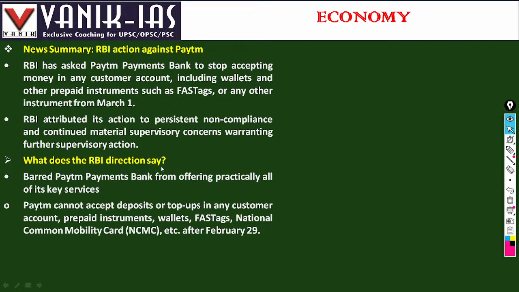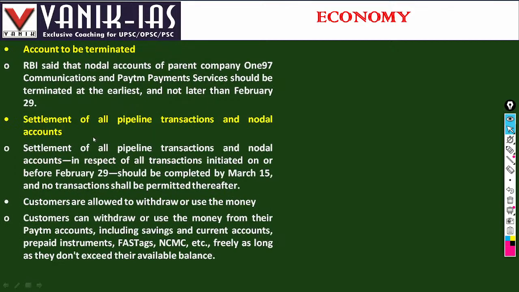What does the RBI direction say? It bars Paytm Payments Bank from offering practically all of its key services. Paytm cannot accept deposits or top-ups in any customer account, prepaid instruments, wallets, FASTags, National Common Mobility Cards, etc., after February 29, 2024. Accounts to be terminated: RBI said that the nodal accounts of One97 Communications, the parent company of Paytm Payments Bank, and Paytm Payment Services should be terminated at the earliest and not later than February 29th.